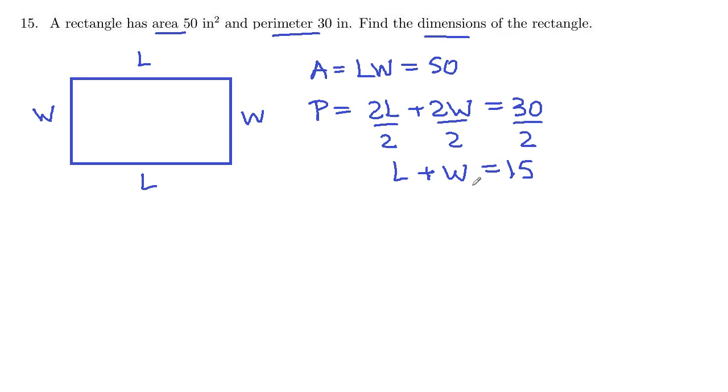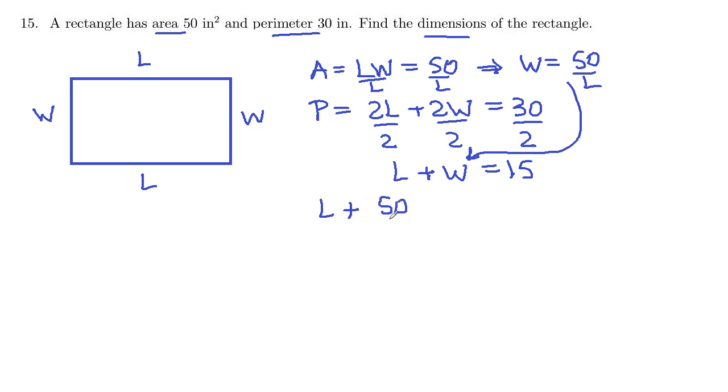So now we've got two equations and two variables. Let's solve one equation for one variable and substitute in the other. So let's solve this first equation for W. So divide both sides by L. So that would mean that W is 50 over L. And then we can plug that guy in here. So L plus 50 divided by L is 15.